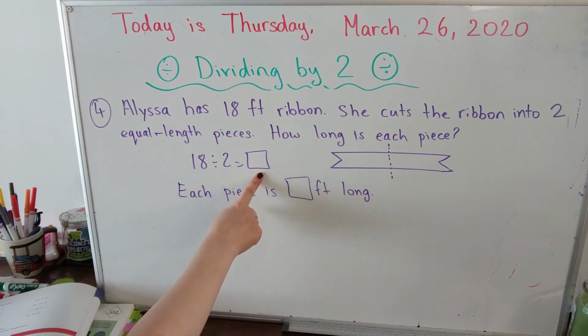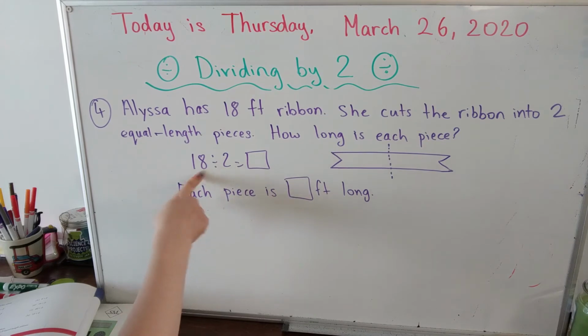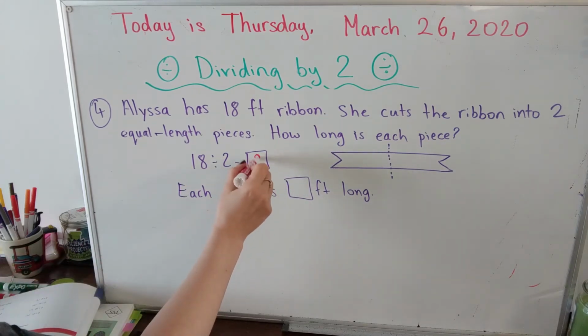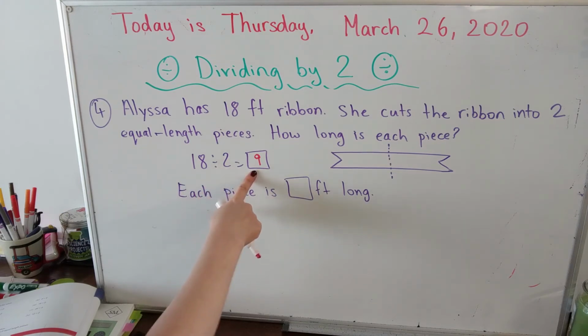So let's try using our knowledge of multiplication and ask ourselves, 2 times what gives us 18? 2 times 9 is 18. Therefore, 18 divided by 2 is also 9.